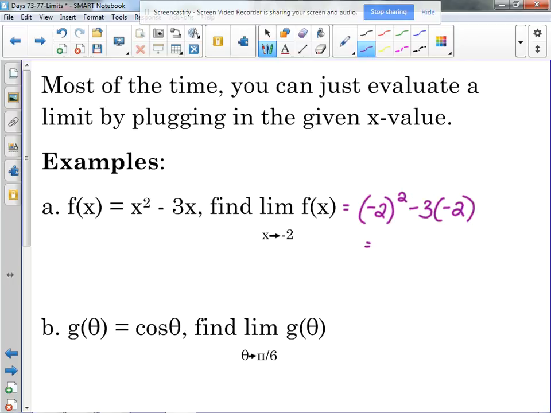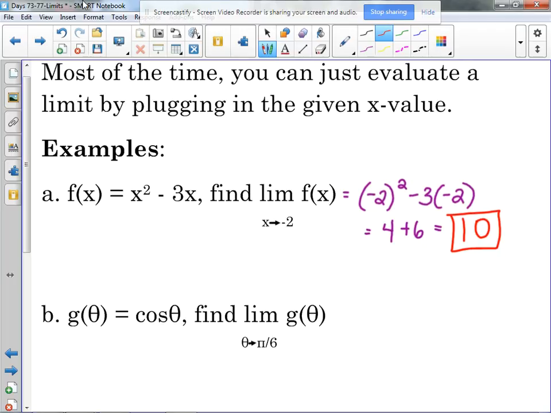Okay, so -2 squared is 4. -3 times -2 is +6. So this limit is equal to 10. Now, if I was at a different x value, my function would have a different limit. If I was approaching 0, what would be the limit? If x was approaching 0, the limit would be 0, because when you plug in 0, you get 0. Okay? So it doesn't matter what x value we're talking about, we just plug it in.